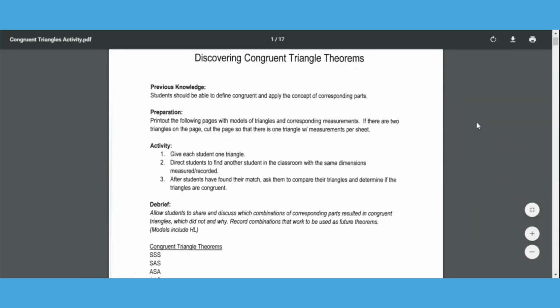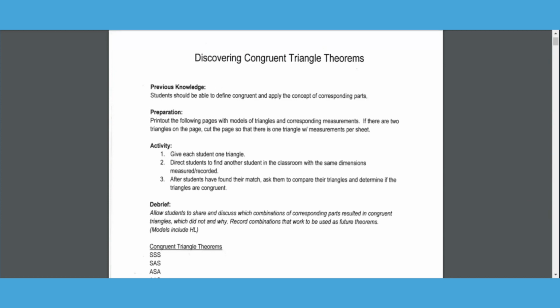We're going to look at the Discovering Congruent Triangle Theorems activity. At this point, students already know that if all sides and all angles of two triangles are congruent, then those two triangles must also be congruent. What they don't know are the congruent triangle theorems, such as side-side-side, side-angle-side, angle-side-angle, angle-angle-side, and hypotenuse-leg. This activity allows students to make observations between different triangles in order to discover what those theorems are.